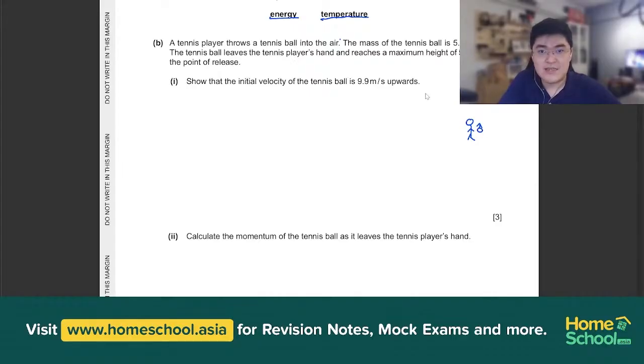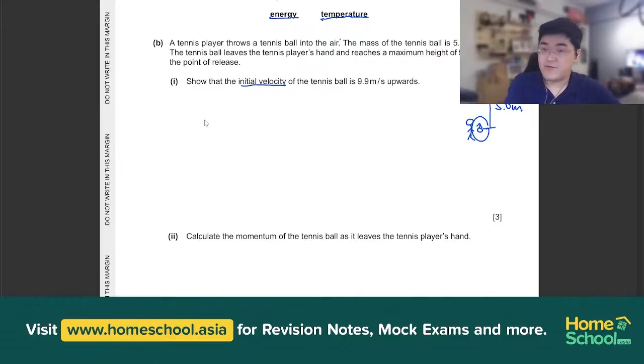And it reaches a maximum height of 5 meters. Okay, so we need to show that the initial velocity of the tennis ball is 9.9 meters per second upwards. Basically, you must show that the velocity is 9.9 meters per second upwards. All right. So how do we solve this question?